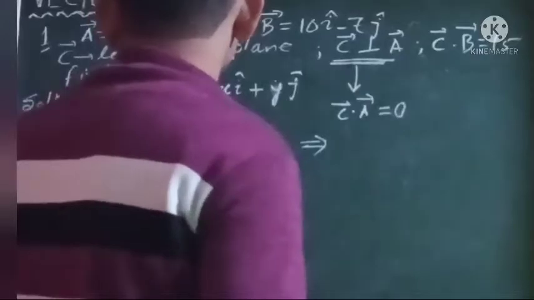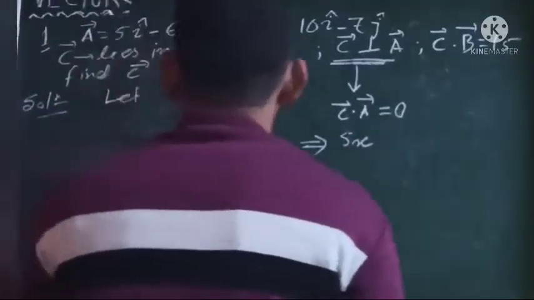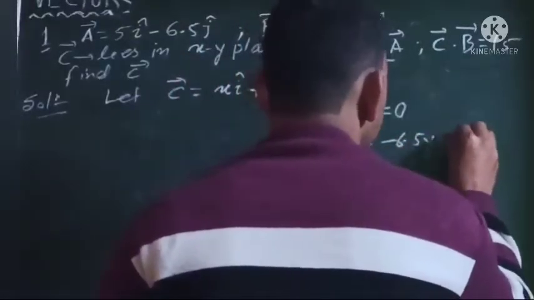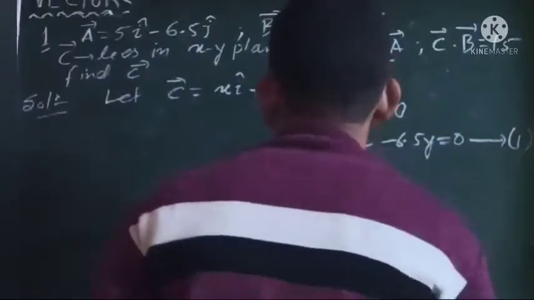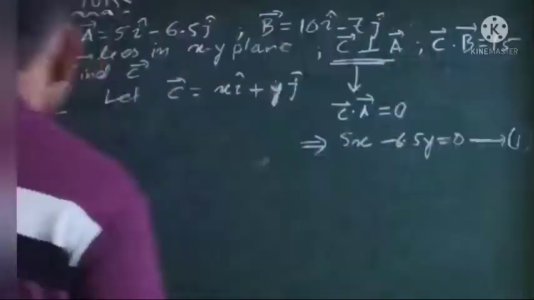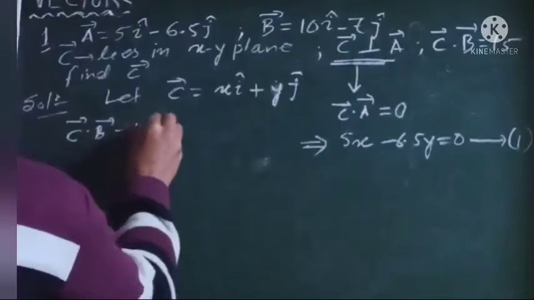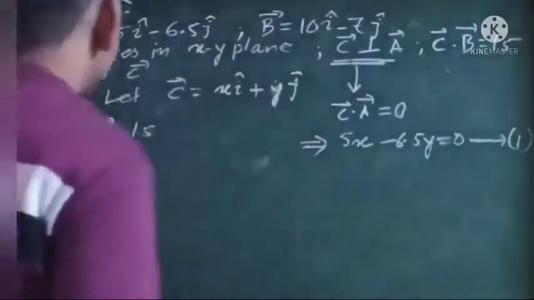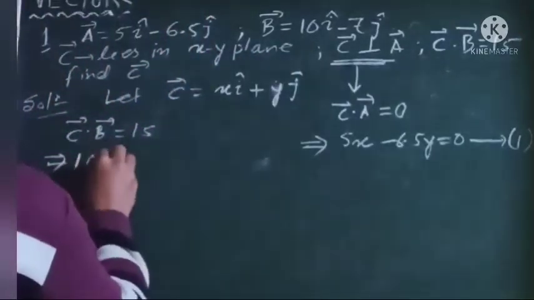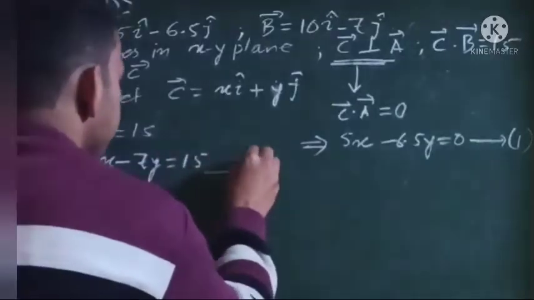Now, the dot product of c vector and a vector is going to be 5x minus 6.5y is equal to 0. This is our first equation. And from the second information, c vector dot b vector is equal to 15. This implies 10x minus 7y is equal to 15.